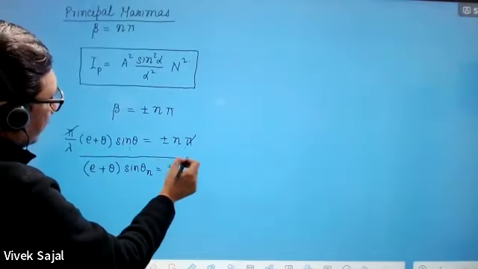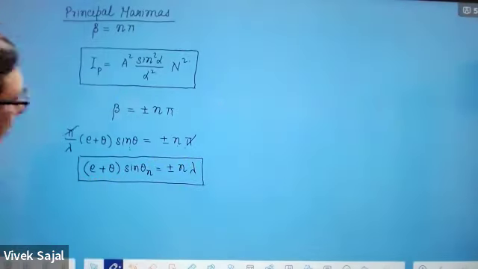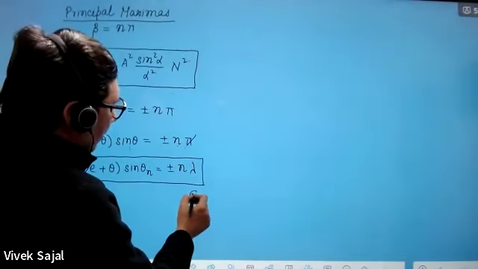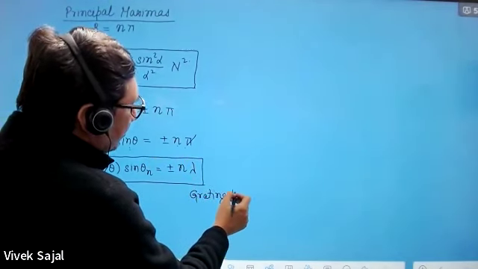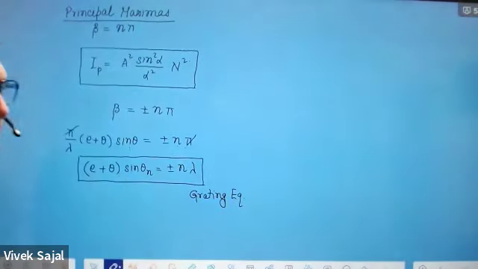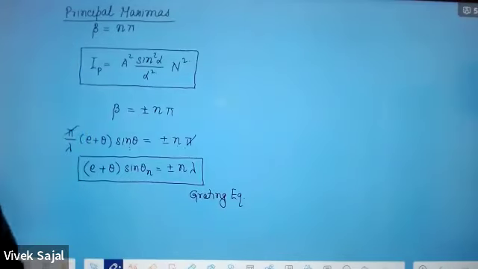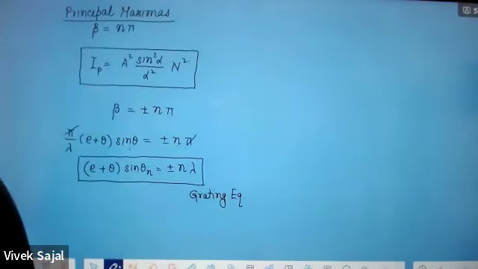And this is called the grating equation. You call this equation the grating equation. This equation provides you the position of principal maximas. Most of the time, in case of grating, you are going to use this equation. You can write here, this equation provides us the position of nth principal maximum.